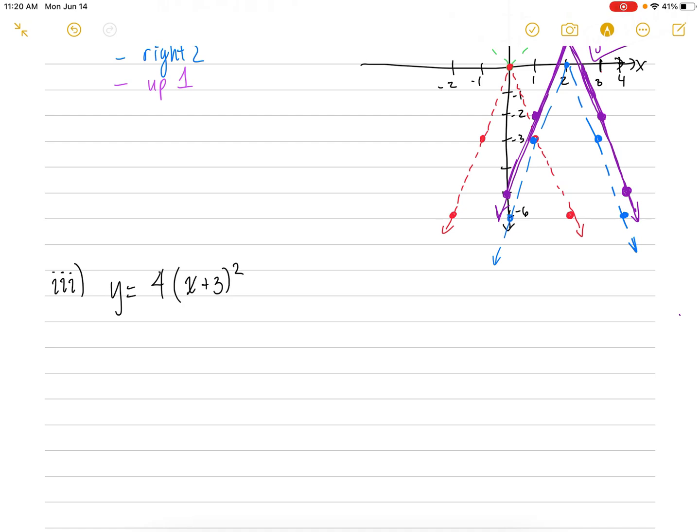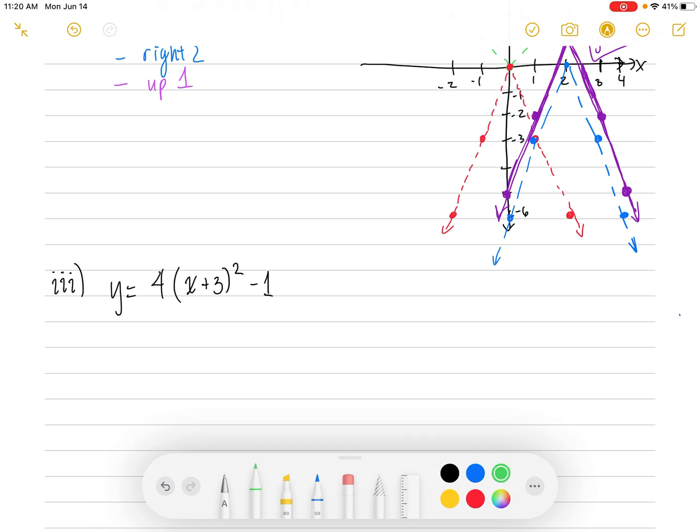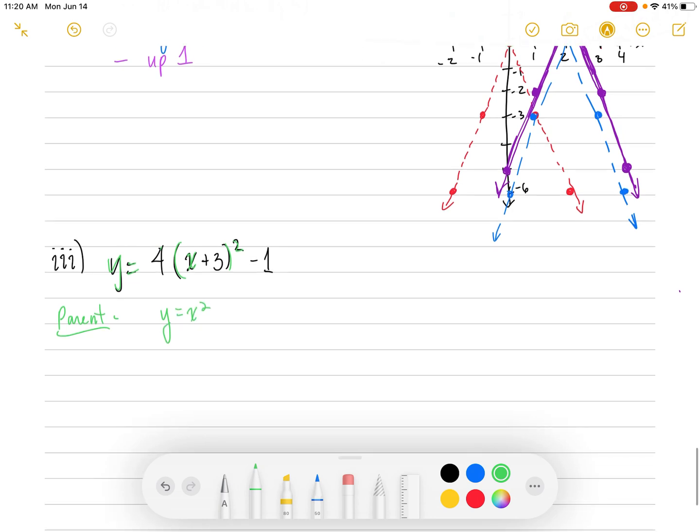We have y equals 4 times (x plus 3) squared minus 1. So here, my parent function is y equals x squared. It's called the squaring function. In addition to the squaring function, we have multiplication by 4 out front of the squaring function. That's going to be a vertical stretch by 4.